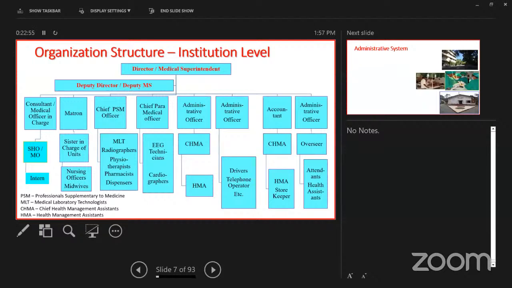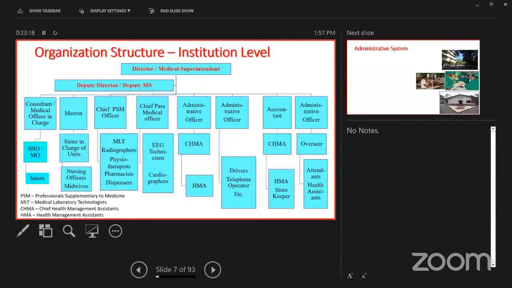The right-sided half belongs to the administrative arm of the hospital, right? The operational arm. This is the technical arm. This is the sort of operational arm of the hospital. So in that, there is an administrative officer under the office. In the office of the hospital, there is an administrative officer.